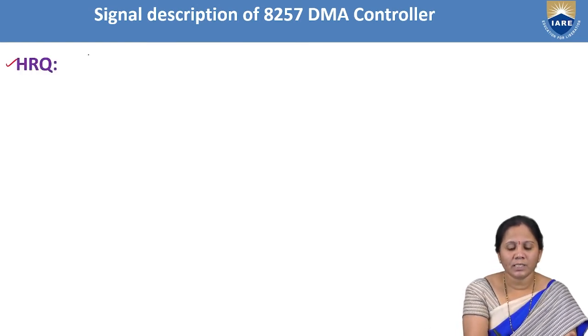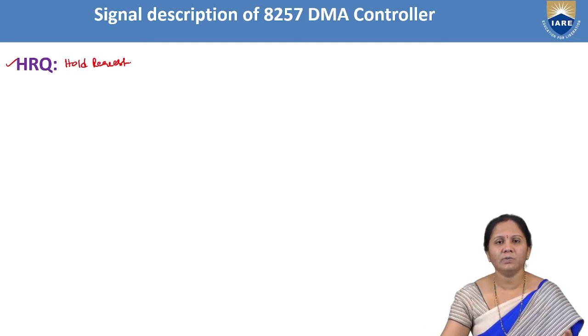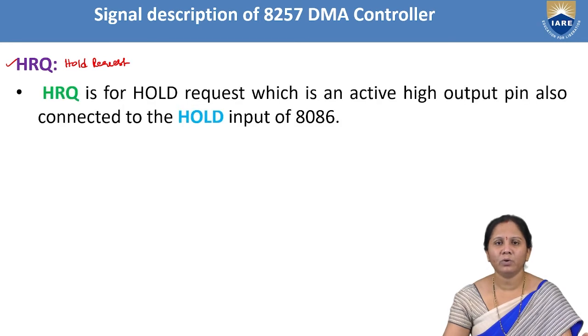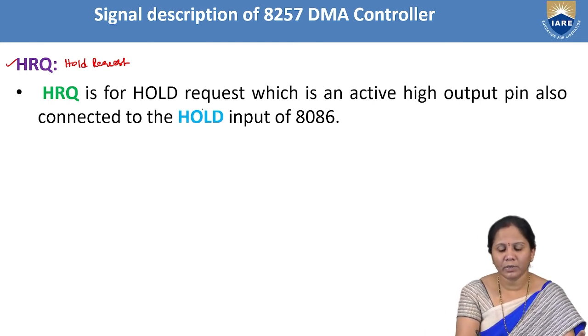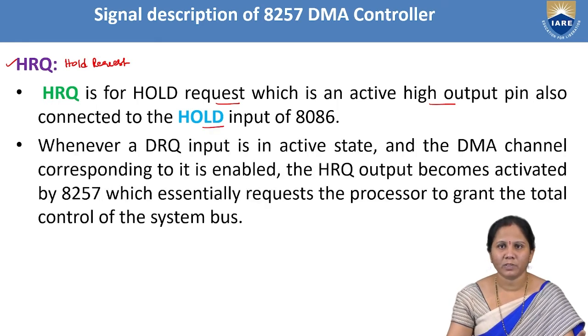And so this HRQ represents hold request. Generally this HRQ signal will be connected from the DMA controller to the 8086 microprocessor. If this HRQ signal is enabled, it means the DMA controller is requesting the CPU, that is the microprocessor, for system bus access. So HRQ is for hold request, which is an active high output pin. It is also connected to the hold input of the 8086 microprocessor.